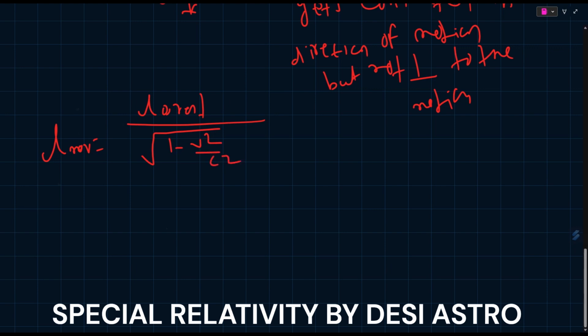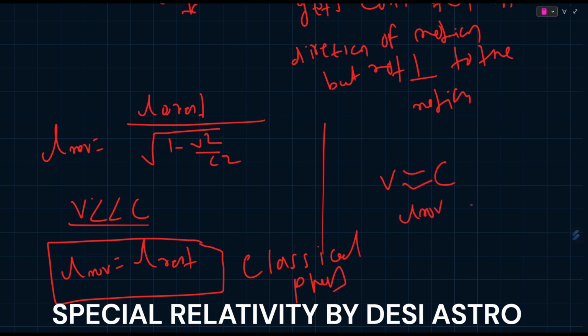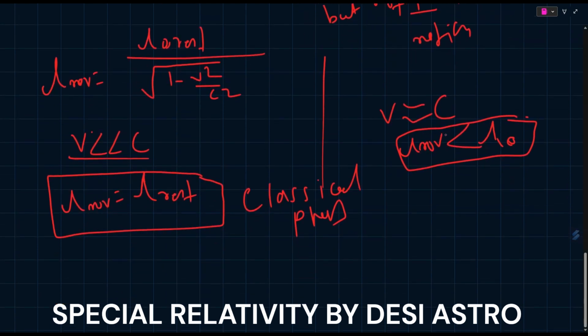You can see that if v is much less than c, then L moving equals L rest. Basically this is your classical physics. And if v is comparable to c, then L moving is less than L naught. So at very low speed, the length remains almost the same, but at higher speed, the length gets contracted. You can also plot the graph if you want.